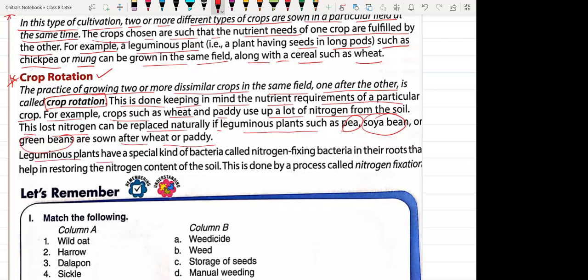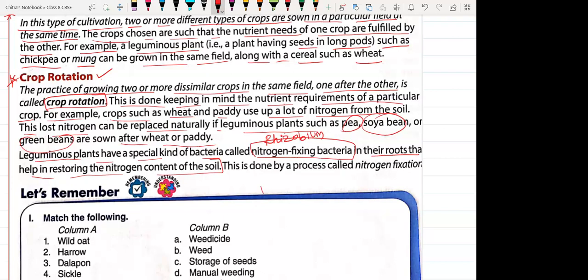Leguminous plants have a special kind of bacteria called nitrogen fixing bacteria. Its name is rhizobium. Rhizobium bacteria in their roots help in the conversion of free nitrogen of the surroundings into nitrite and nitrate salts, which are deposited in the root nodules.